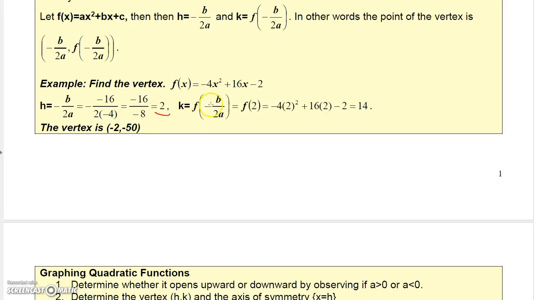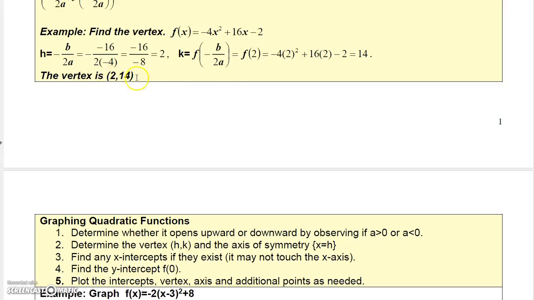And then when you plug positive 2 into the function, you're going to get negative 4 times 2 squared plus 16 times 2 minus 2. That's going to be negative 4 times 4, which is negative 16. This is going to be 32, so negative 16 plus 32 gives me 16, and 16 minus 2 is 14. So your vertex is actually the point positive 2 for x and 14 for the y value. So as I said, the vertex is 2, 14.